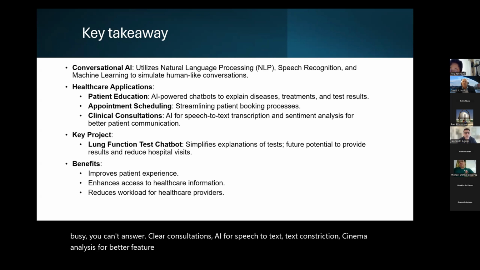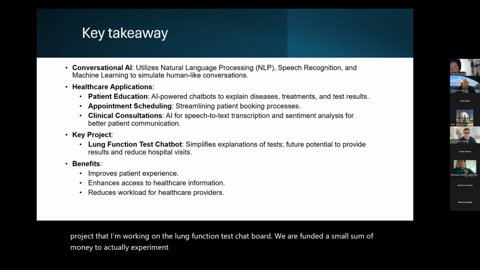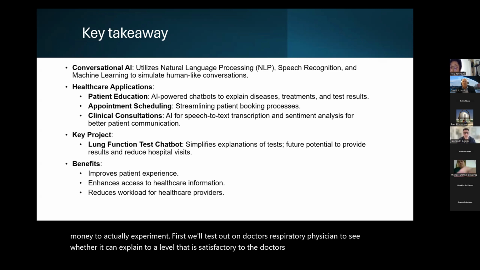And finally, I share a bit of my key project that I'm working on, the lung function test chatbot. We have been funded a small sum of money to experiment. First, we'll test it out on doctors, respiratory physicians, to see whether it can explain to a level that is satisfactory to the doctors before it is released to the general public.